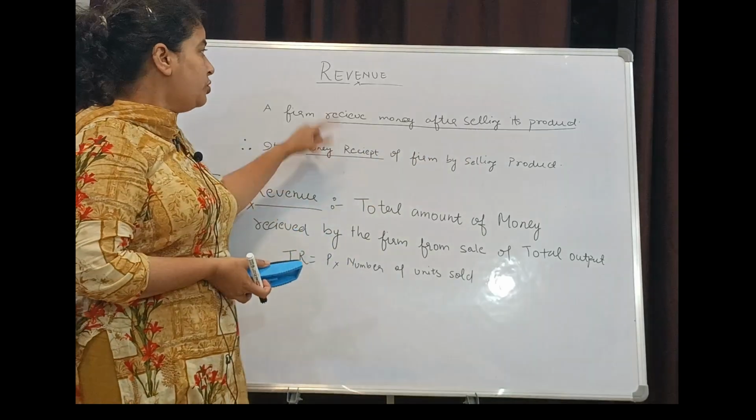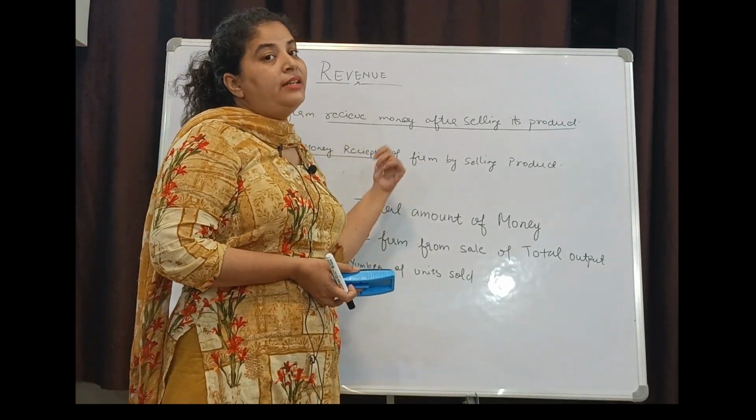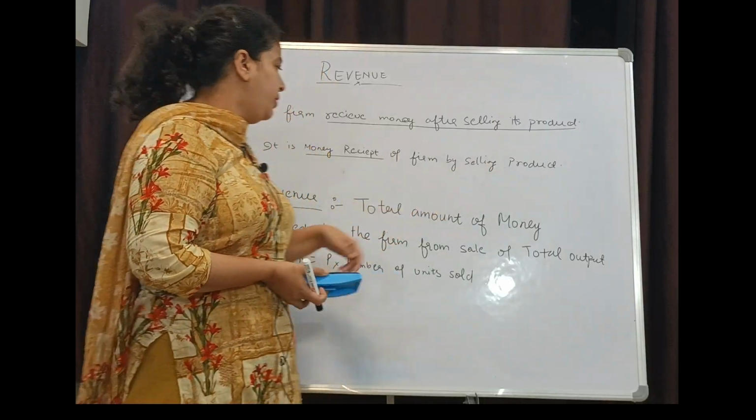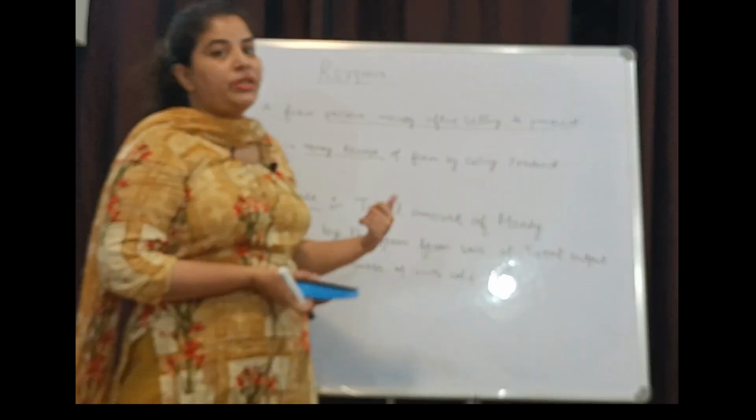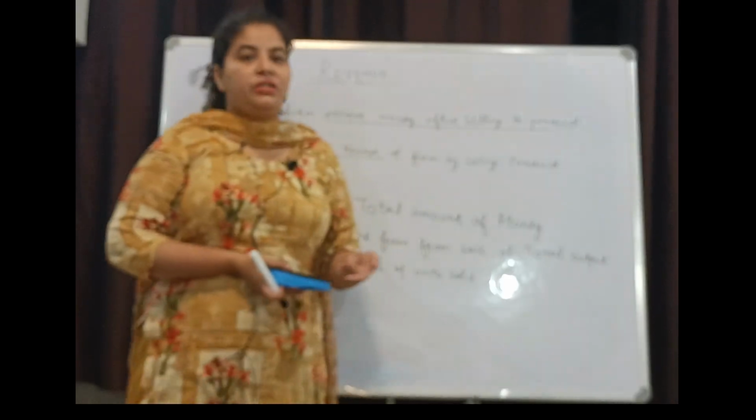Okay, so revenue is nothing but a money receipt, the money receipt that a firm gets from selling its product. So it has three concepts: total revenue, marginal revenue, and average revenue.